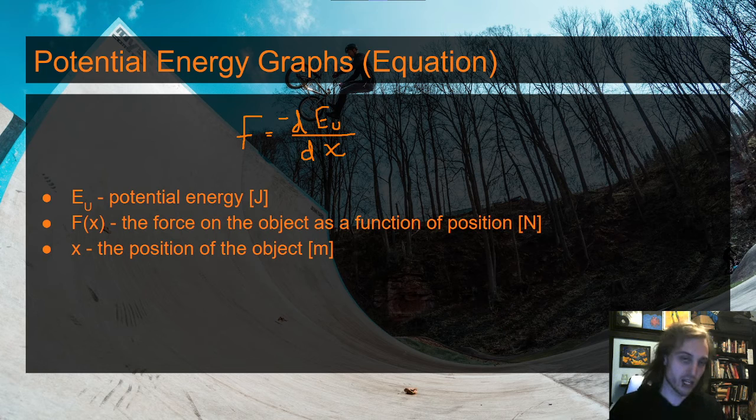So if you rearrange that and take a derivative, this is sort of a slapdash derivation of this equation, you'll get that the force on an object from a conservative force will be equal to the negative derivative of the potential energy of that object with respect to position.